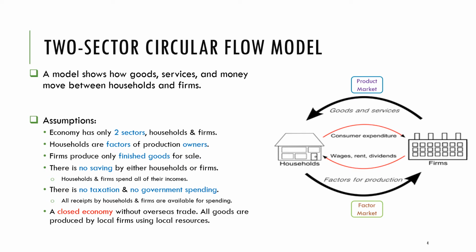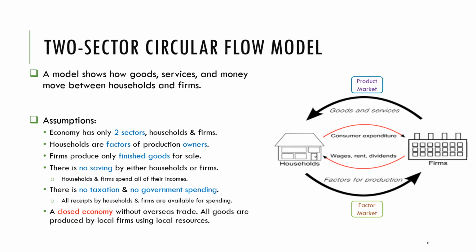Movement of national income can be explained by using a two-sector circular flow model. This model shows how goods, services, and money move between households and firms. The model assumes that an economy has only two sectors, namely households and firms. Households are product consumers as well as owners for the factors of production. Firms produce only finished goods for sale.